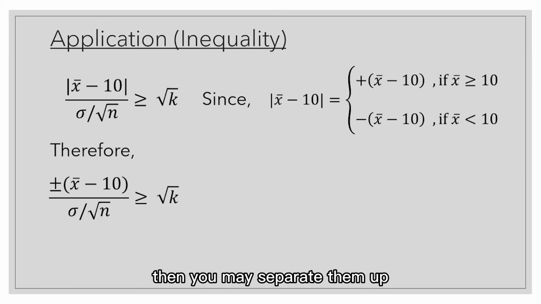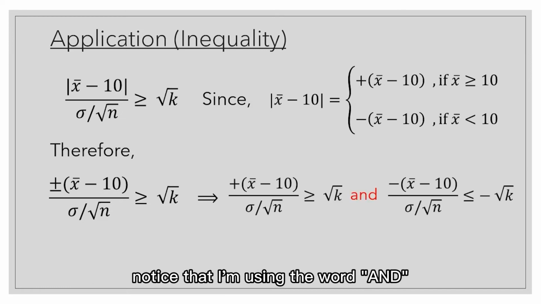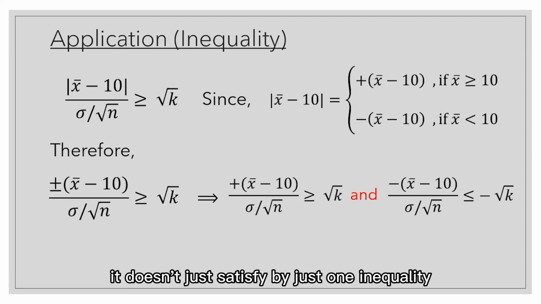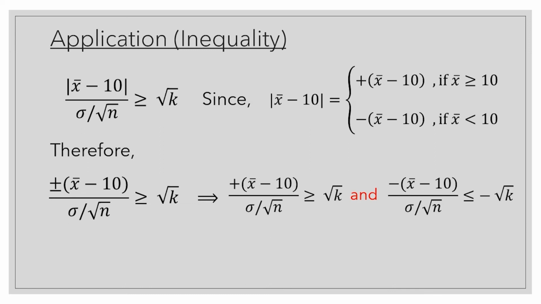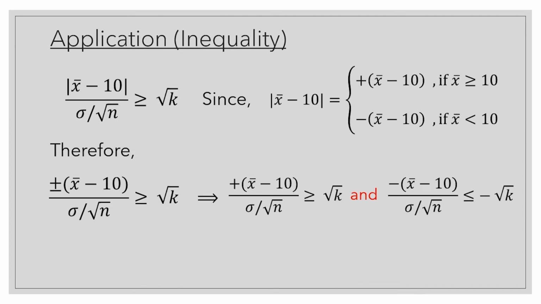Then you may separate them, and it becomes two answers. Notice that I'm using the word and instead of the word or, meaning that the answer satisfies both inequalities at the same time. It doesn't satisfy just one inequality. Maybe some of you have learned statistics before. This is actually the critical region for exact tests, derived from likelihood ratio tests.